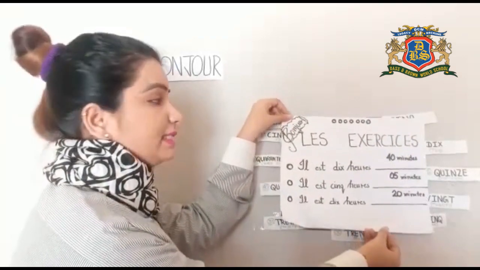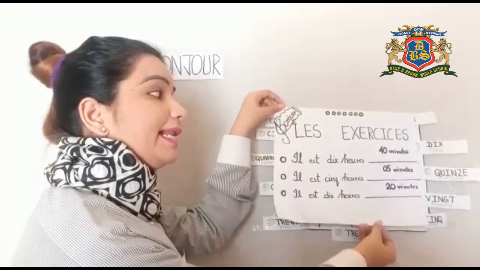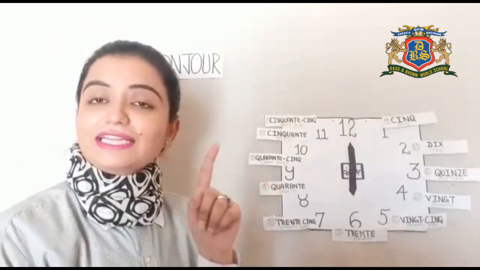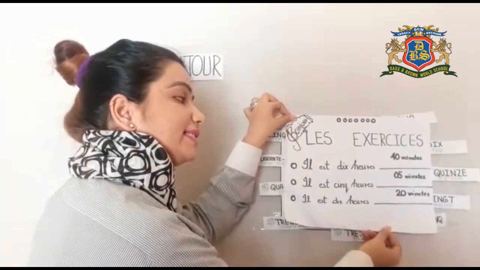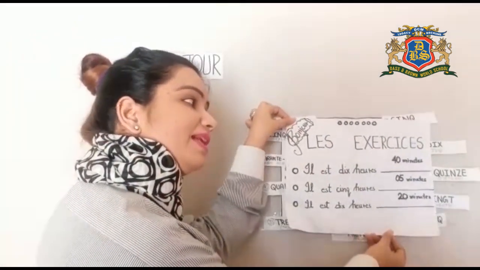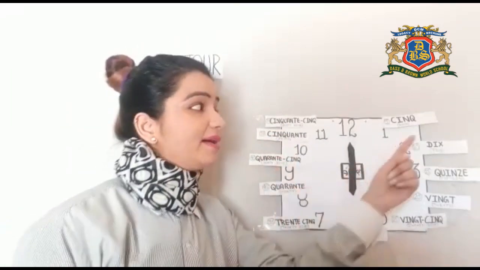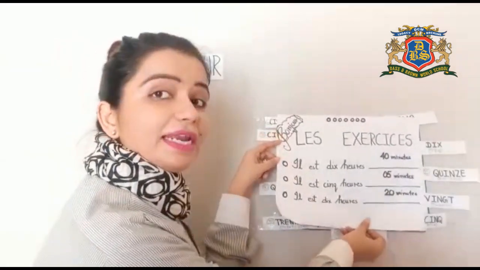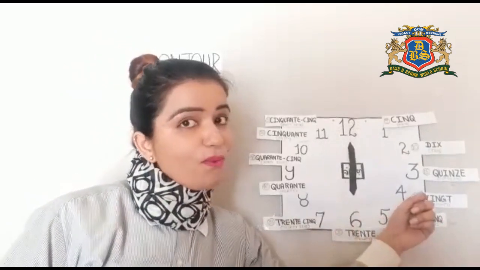So see, first is il est 10 heures and 40 minutes. It will be il est 10 heures 40, and minutes we won't speak. And the other one, il est 5 heures and 5 minutes. Very good. It will be il est 5 heures 5. And the other one, il est 10 heures and the minutes are 20 minutes. So it would be il est 10 heures 20.